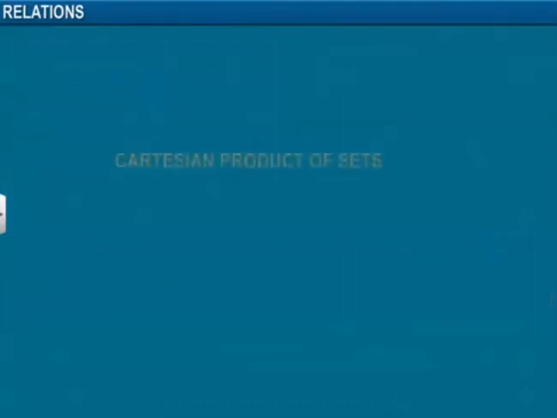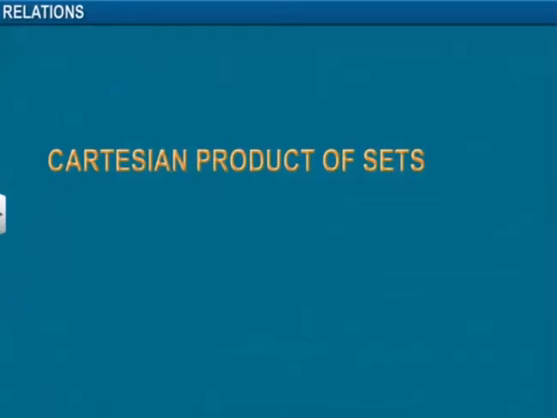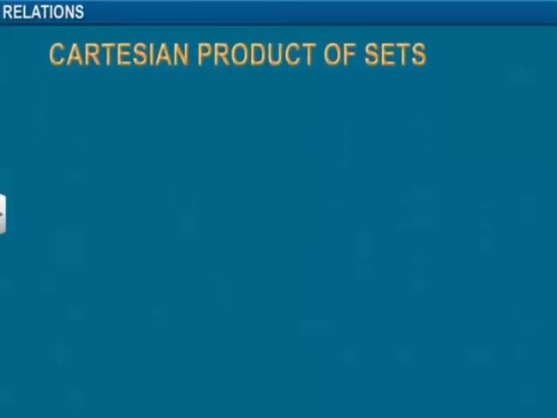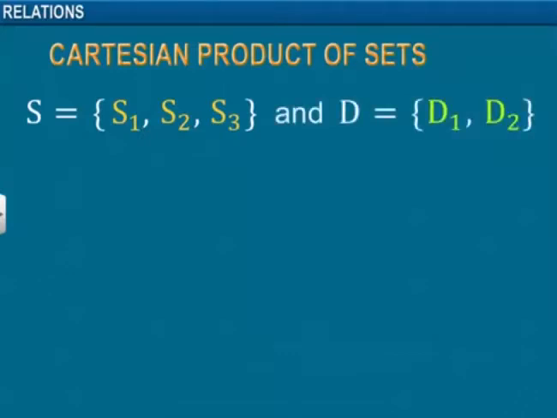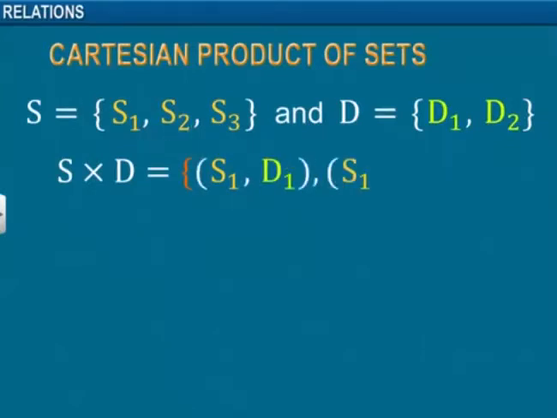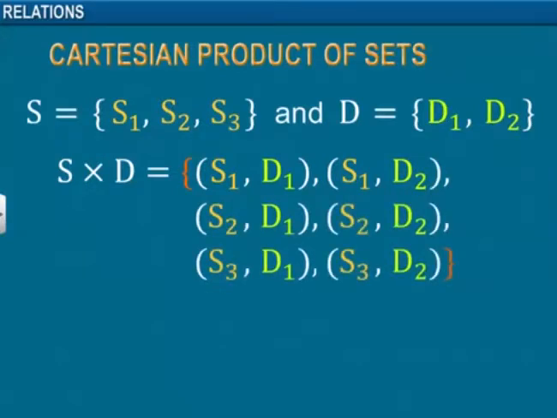Before proceeding further with relations, let's take a quick look at how we find the Cartesian product of sets. Let S be a set having 3 elements and D be a set having 2 elements. The Cartesian product of S and D can be obtained by pairing each element of set S with the elements of set D in a specific order. We see that the Cartesian product of S and D has 6 ordered pairs, which are as shown.